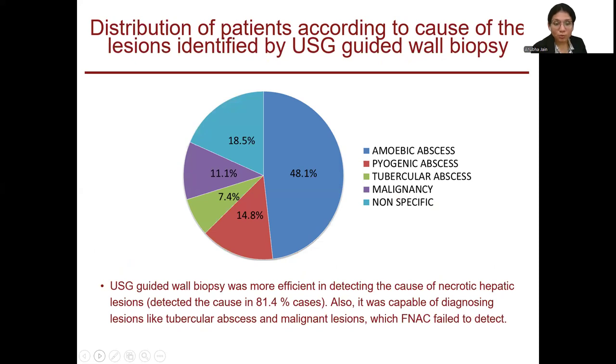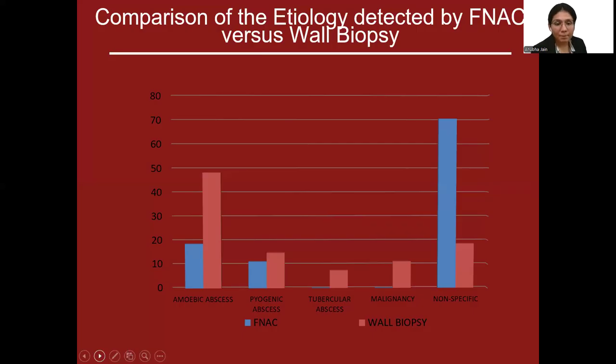So, wall biopsy proved to be more efficient in detecting the cause of necrotic hepatic lesions in our study as it was capable of diagnosing lesions such as tuberculosis, abscesses, malignant lesions, and left only a small number, 18.5%, as non-specific. This comparative graph shows tubercular abscess and malignancy could only be diagnosed by wall biopsy, and FNAC completely failed to diagnose these lesions. Amoebic abscess and pyogenic abscesses were also diagnosed in a larger number than that diagnosed by FNAC.